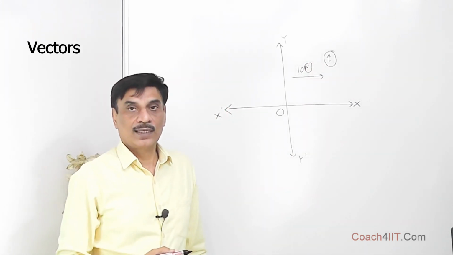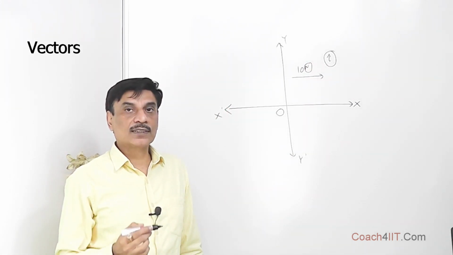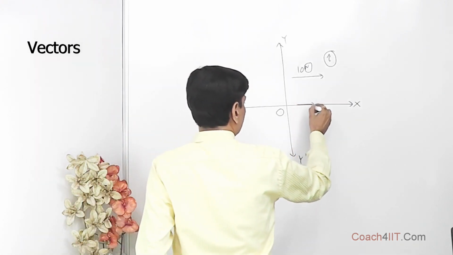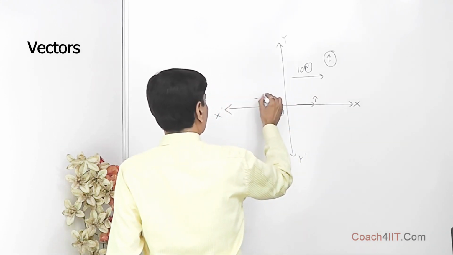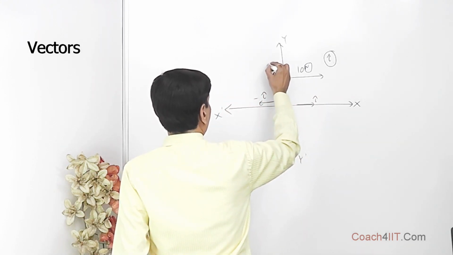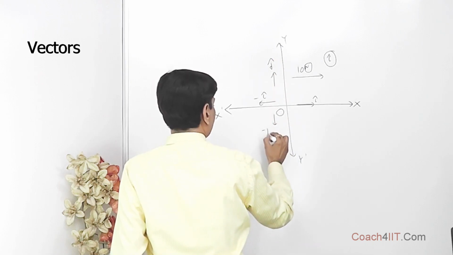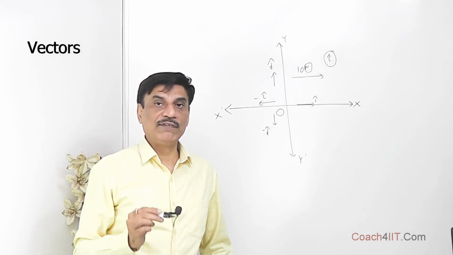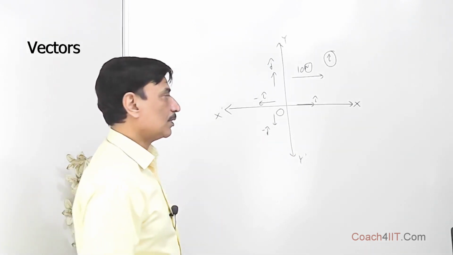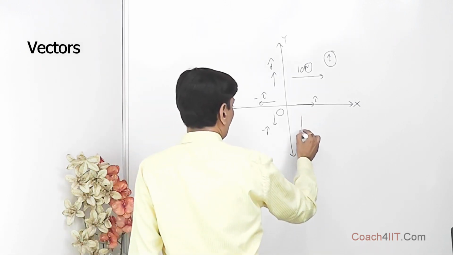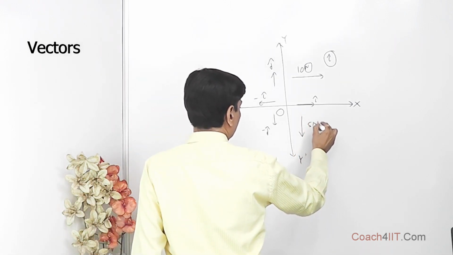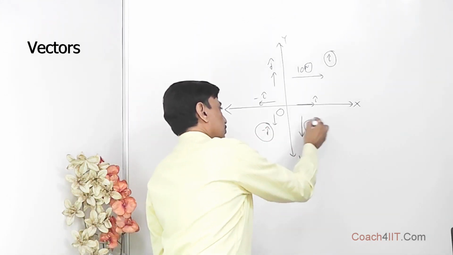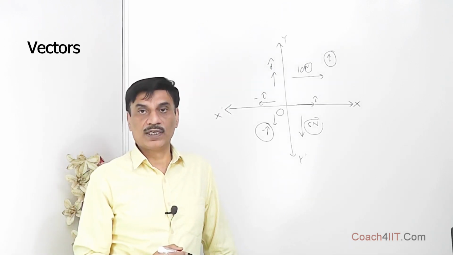If someone says a force of minus 5 j cap is applied, it means we know i cap is in this direction, minus i cap this way, unit vector j cap this way, and minus j cap this way. So if someone says a force of minus 5 j Newton is applied, it means the force is applied in the downward direction, and its value is 5 Newton. So this gives the direction and this gives the magnitude, that is how big the physical quantity is.